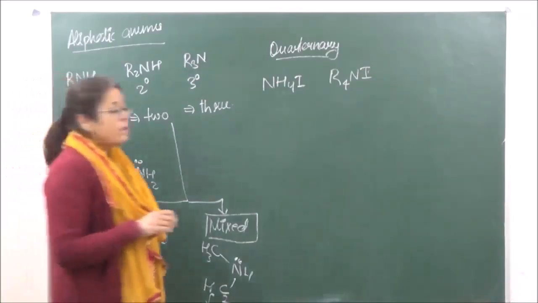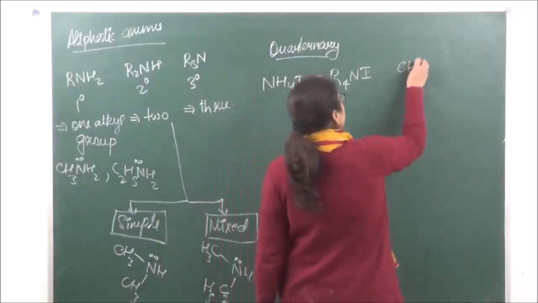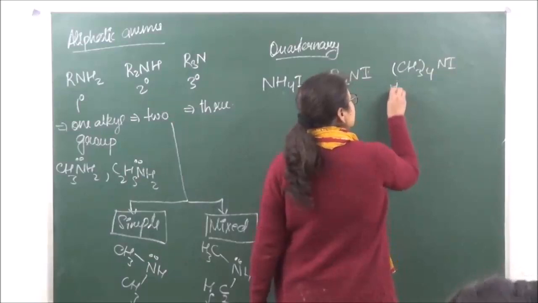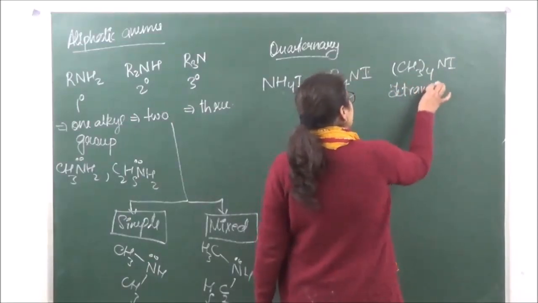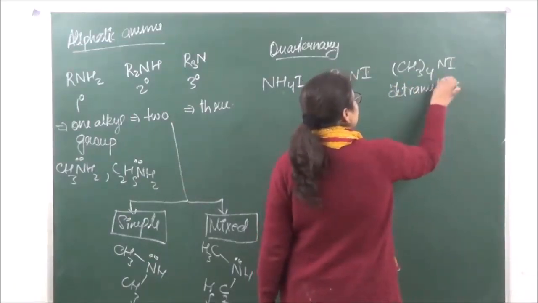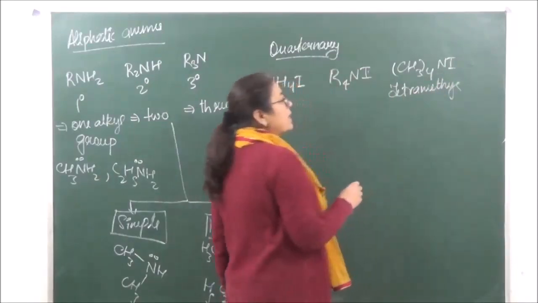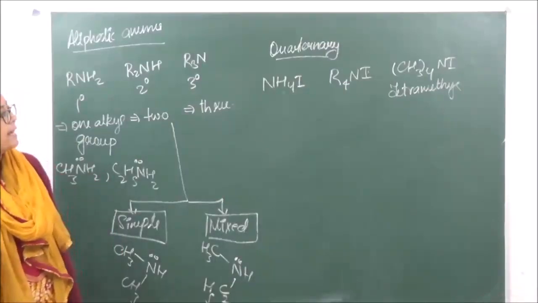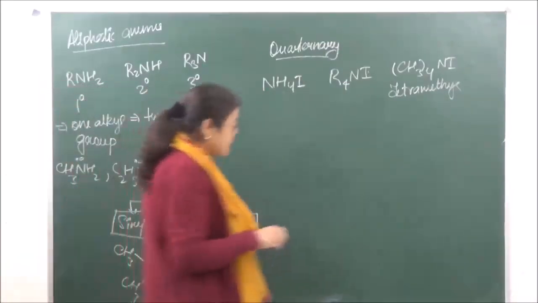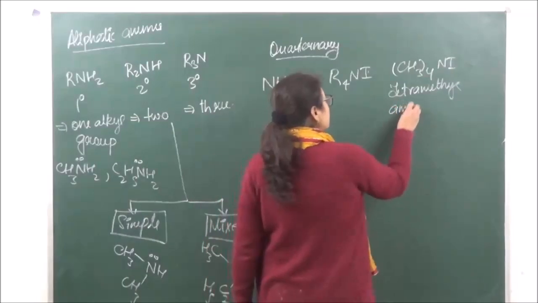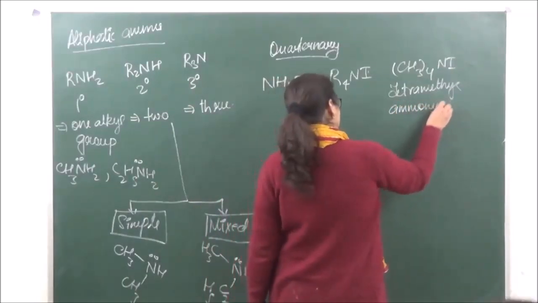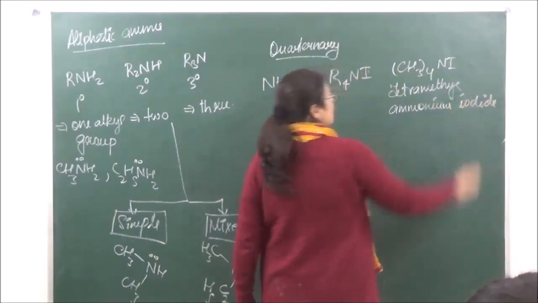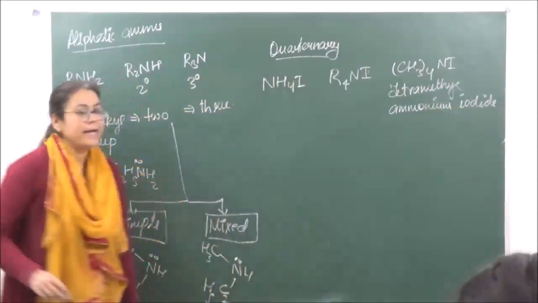Okay? Or if we take an example, (CH3)4NI. This is tetramethyl ammonium iodide. This is known as tetramethyl ammonium iodide, right?